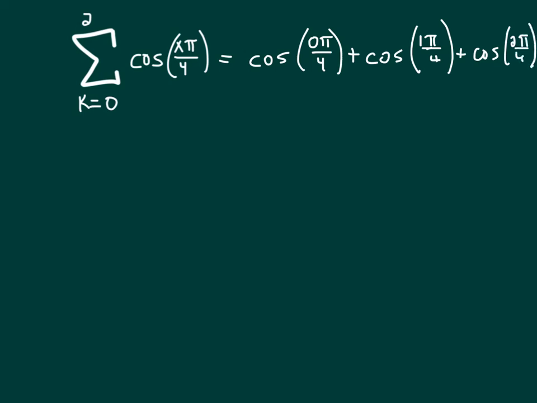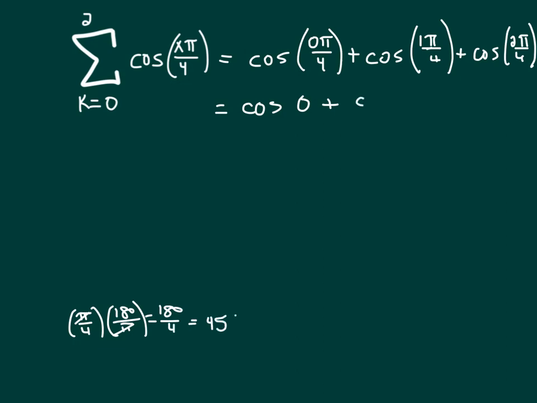Okay, well, let's just figure out what all of these are equal to. So we have cosine of 0 pi divided by 4. 0 times anything divided by 4 is just 0, so this is cosine of 0. And then plus cosine of pi divided by 4. If we took pi divided by 4 and changed it to degrees, we would multiply by 180 over pi. So the pi's cancel off, and 180 divided by 4 simplifies to 45 degrees. So I'm going to rewrite this as cosine of 45 degrees.